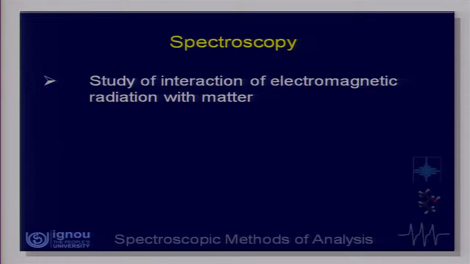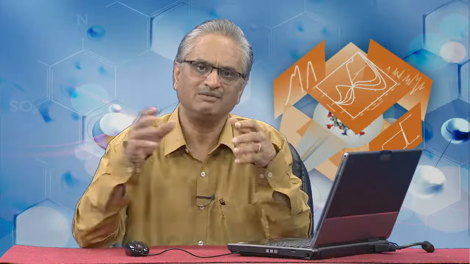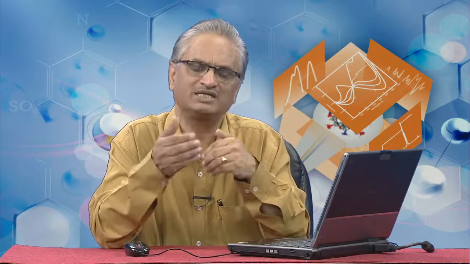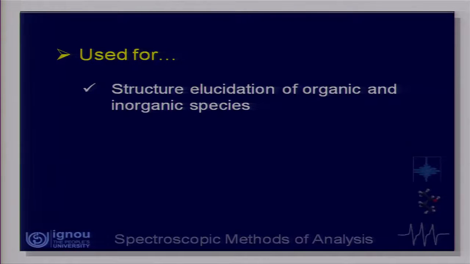Okay. Now, let us begin by defining what is spectroscopy. Spectroscopy basically refers to the study of interaction of radiation and matter. Essentially what we have is radiation of different kinds and matter of different kinds. The two interact. When the two interact, the interaction can be in terms of absorption of radiation, emission of radiation or scattering of radiation. The outcome of all those interactions is used in trying to decipher or elucidate the structure of organic and inorganic species. That is one of the very important applications of spectroscopy.